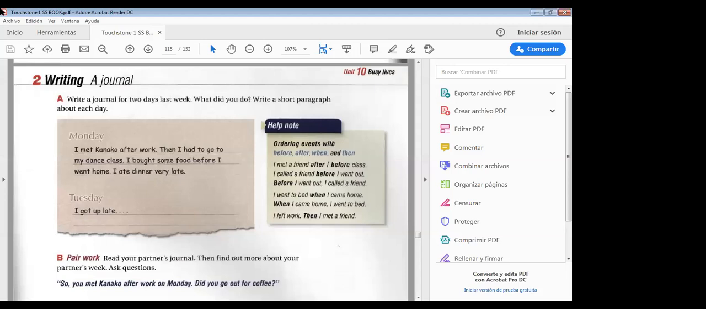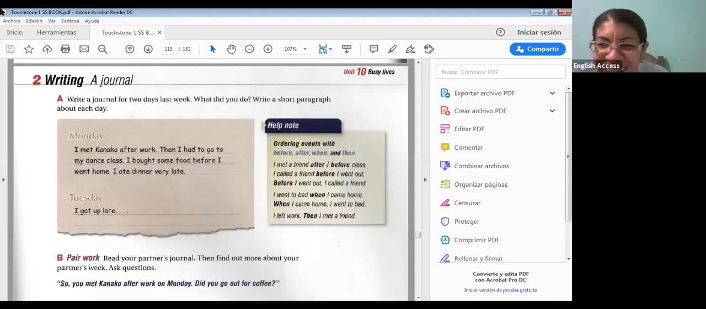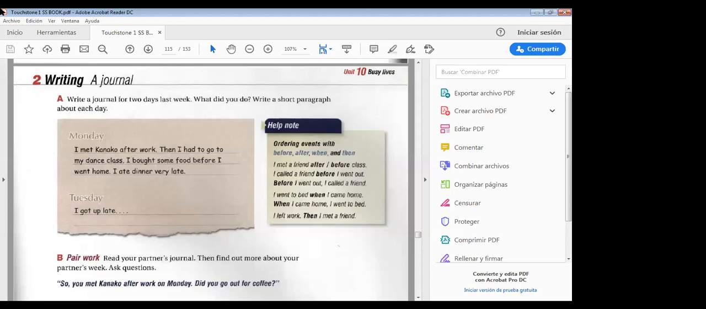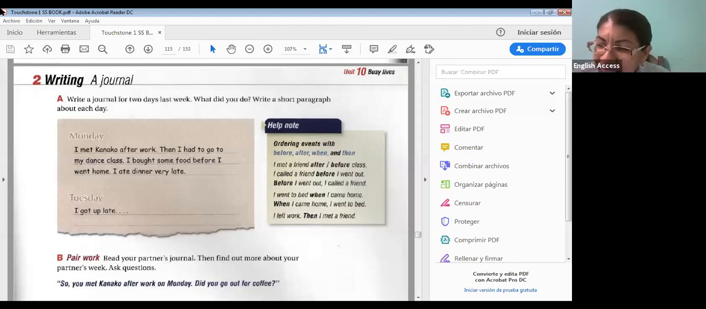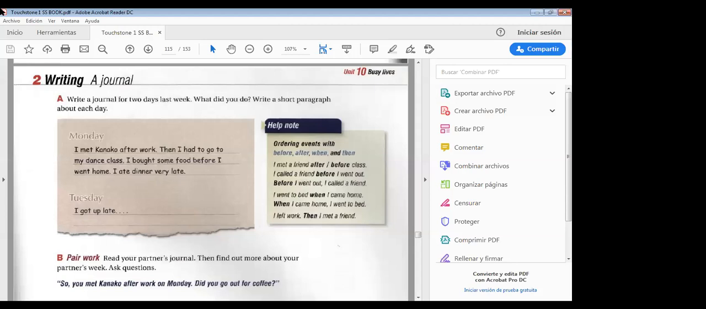On Saturday, I got up early. Then I made the breakfast. I went to play soccer and I played. Then I played video games. Excellent. On Sunday, I got up late. I did the laundry after breakfast and I did my homework.